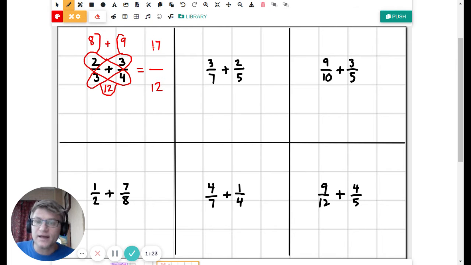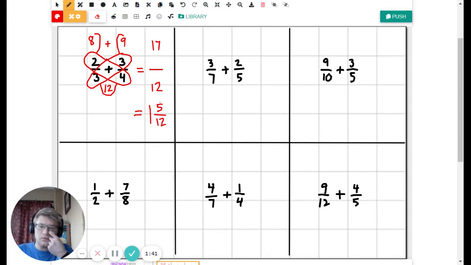And now I say, once again, how many 12s fit into 17? Well, one 12 fits in, and I have 5 left over because 17 minus 12 is 5. So I'm going to write another equal sign, and I'm going to say the answer is 1 and 5 over 12. And that's my answer.